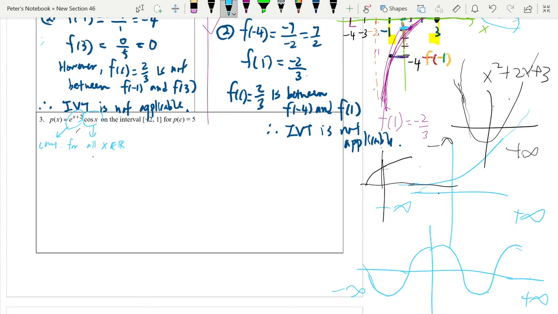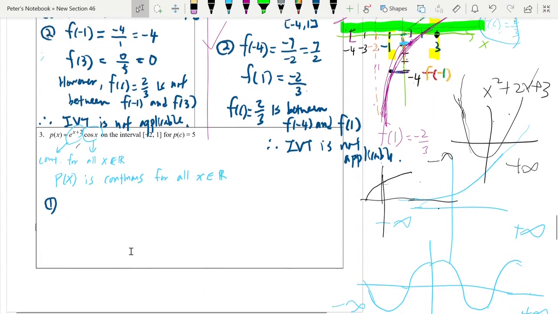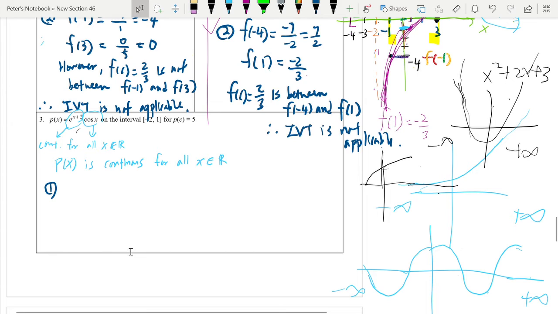Why is that important? Why did I talk about that? That's because that tells me P of x is continuous everywhere, right? Continuous for all x, the real numbers. So I don't even have to check. This automatically tells me the first condition to use the IVT is satisfied. Let's see, is it continuous on the interval negative 2 to 1? Yeah, of course, you bet. So P of x will be continuous on the interval negative 2 to 1.